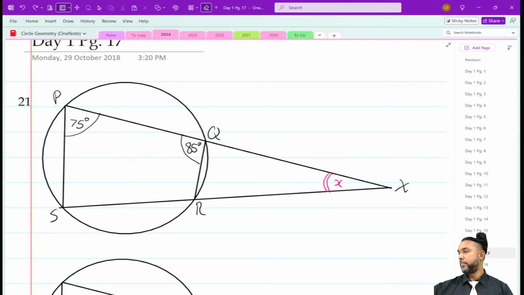Generally it's a rule that the opposite exterior angle, so this angle here and this angle here, will be equal to the opposite interior angle. So this angle right here will be equal to this 75, and this angle here will be equal to this 95. Or if you want, these are both on the straight line. And then you have the two interior angles of this triangle, and the angles sum to 180. So you take those away from 180 to find x.